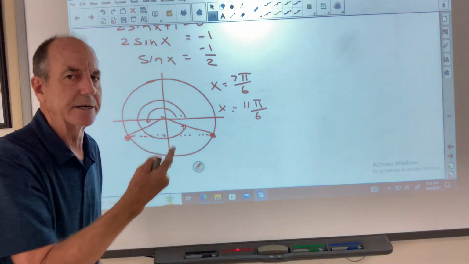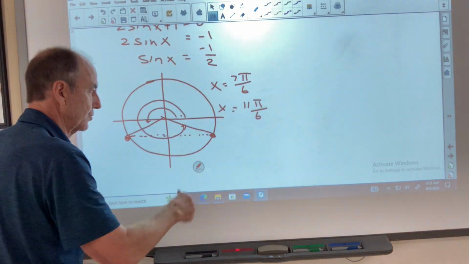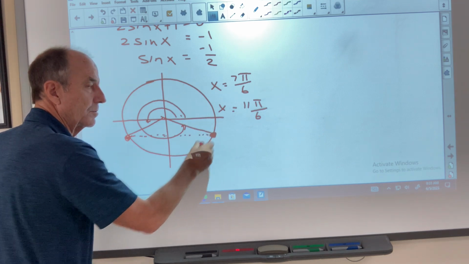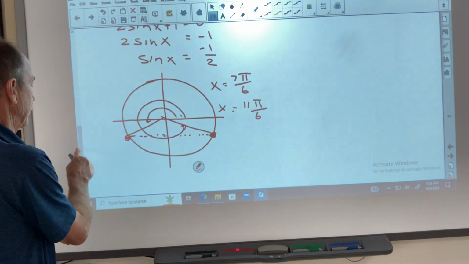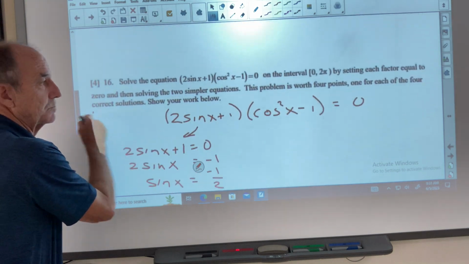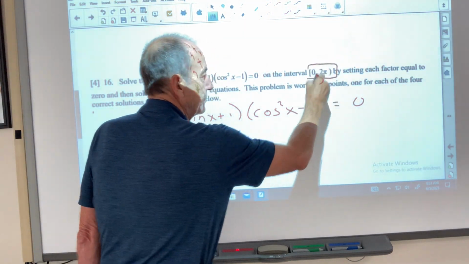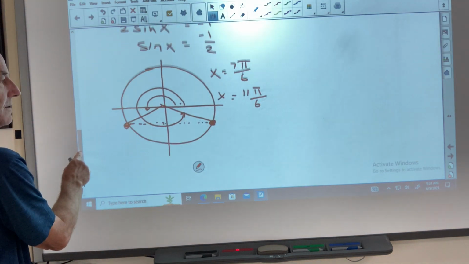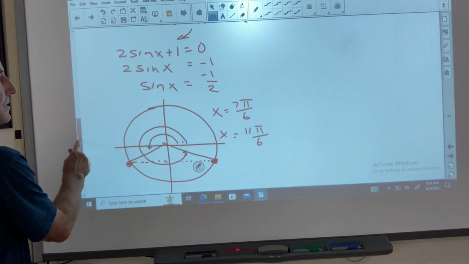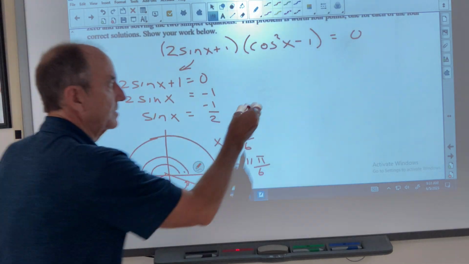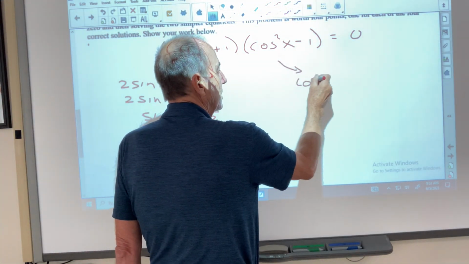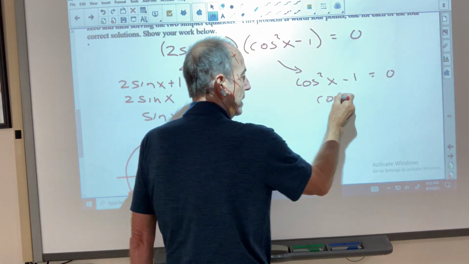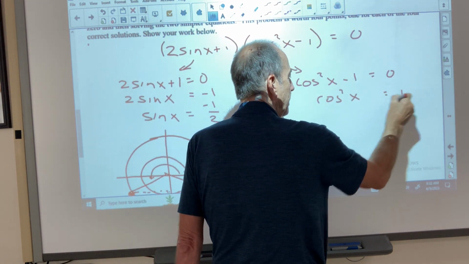You could not say a negative pi over 6, right? I mean, it's true that negative pi over 6 would be coterminal with this, but the directions say you had to solve for x's between 0 and 2 pi. So no negative solutions. Okay, so that's that first half. And then for the second half, we're going to do very similar, right? So we have cosine squared of x minus 1 is 0. So cosine squared of x is equal to 1.